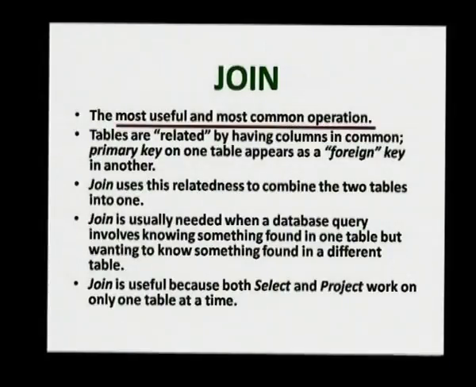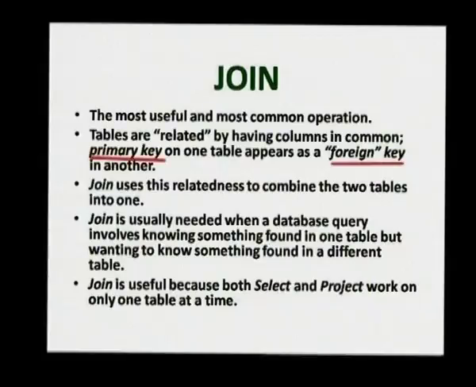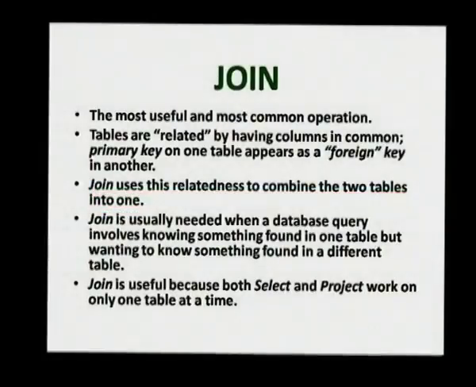And so, how are tables related? Tables are related by having columns in common. Two tables will have columns in common. So, it will be a primary key in one table which will appear as a foreign key in another table. We have already discussed this when we were talking about primary key, foreign key and referential integrity, if you remember. So, this relation between two tables, that is table 1 having a primary key and table 2 having the same key as a foreign key, this relatedness between the two tables is joined together, and this is the join operation. This uses this relatedness to combine the two tables into one.